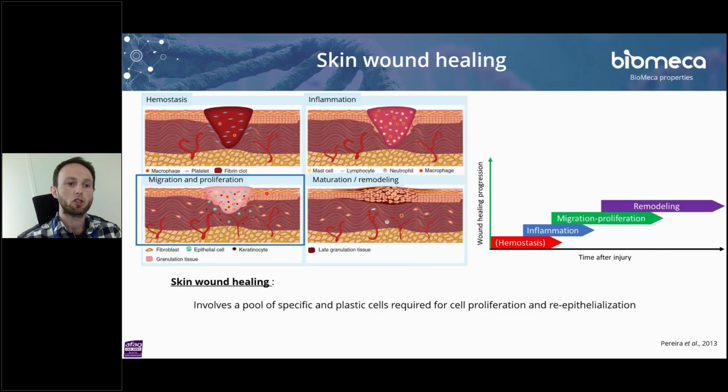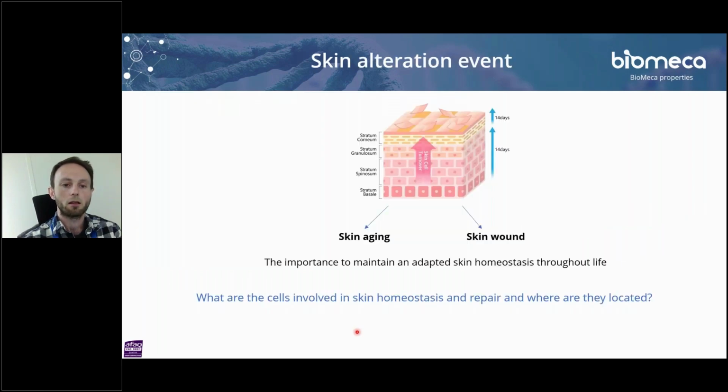This phase of migration and proliferation is important and involves a pool of specific and plastic cells that are required for cell proliferation and the re-epithelialization of the epidermis. Thus, it is important to maintain an adapted skin homeostasis throughout life to allow skin to answer as best as possible to the biological modification. However, what are the cells that are necessary for skin homeostasis and skin repair, and where are they located?